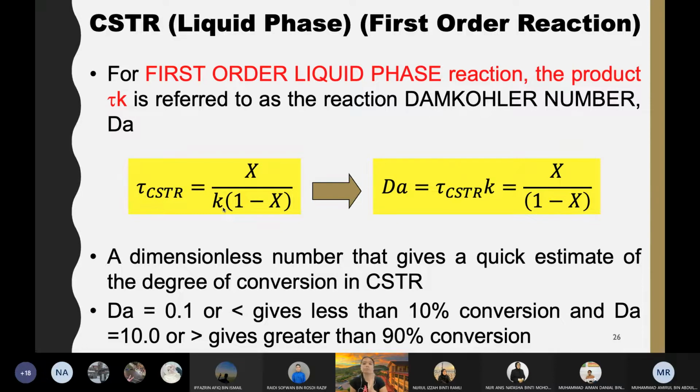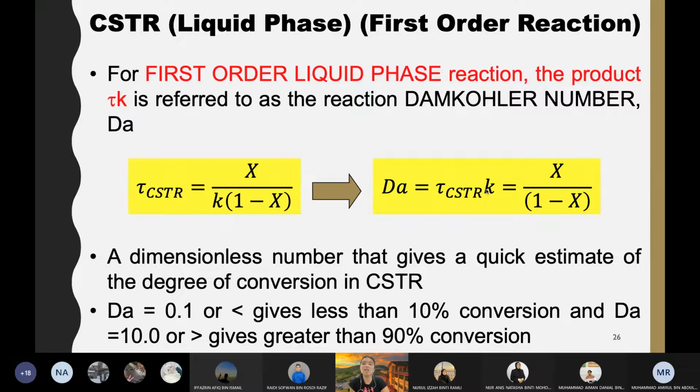Okay, so the reaction rate constant tu, if saya move from right to left, right to left. Okay, when you move right to left, the K will go to the top, right? So K akan berpindah ke atas. Okay, so it becomes tau CSTR multiplied by K. Okay, so this tau CSTR K is what we call the Damköhler number. So today you learn one more thing. You learn the Damköhler number.